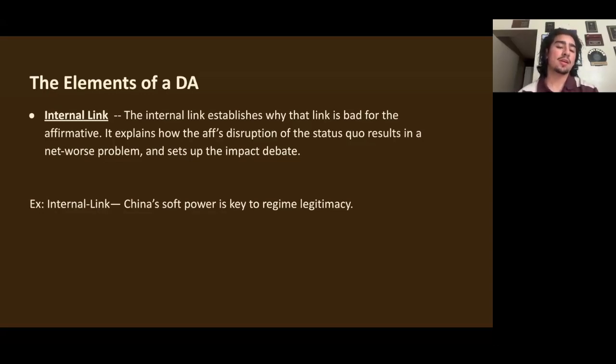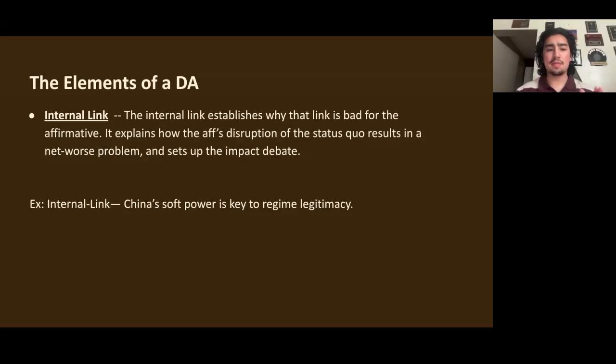So an internal link argument states why that link is bad for the affirmative. It explains how the app's disruption of the status quo results in a net worth problem and sets up the impact debate. Just think of it as another step. Think of this as saying we're here right now. That's uniqueness. The app causes a shift to this. That's the link. This causes that, and then here's why that's bad.